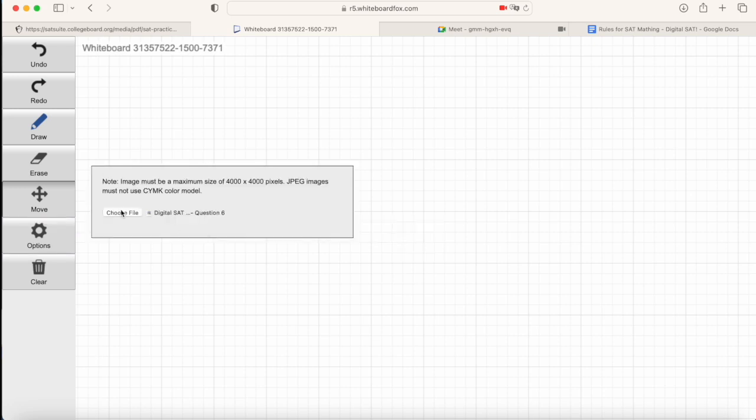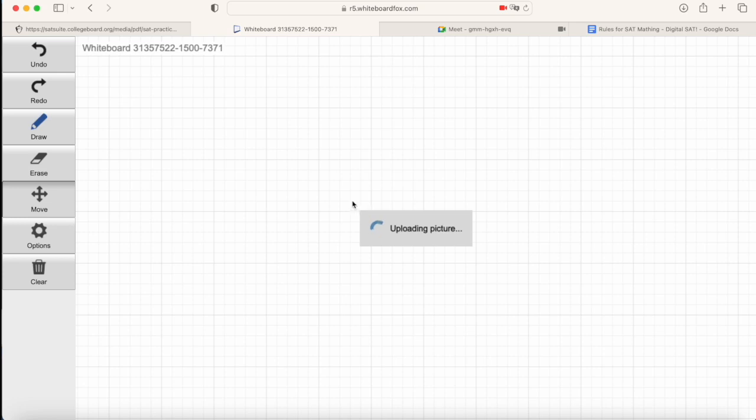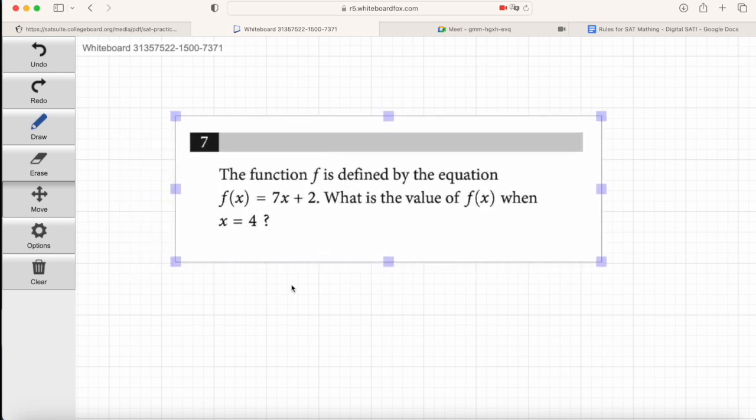We're zipping through this, kind of. We're on question number 7 now. Ooh, looks like another function question here. Go and read question number 7 for us, please. The function f is defined by the equation f of x equals 7x plus 2. What is the value of f of x when x equals 4?